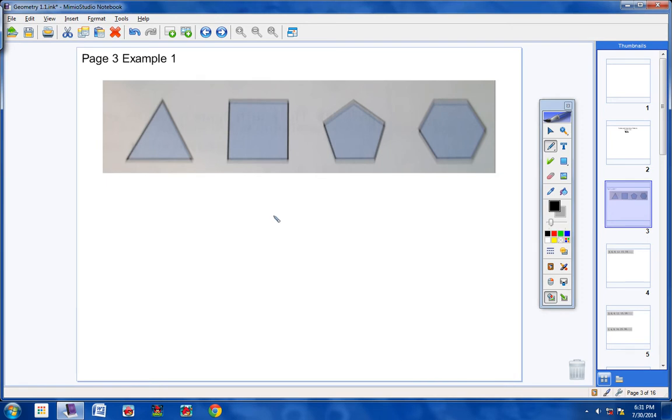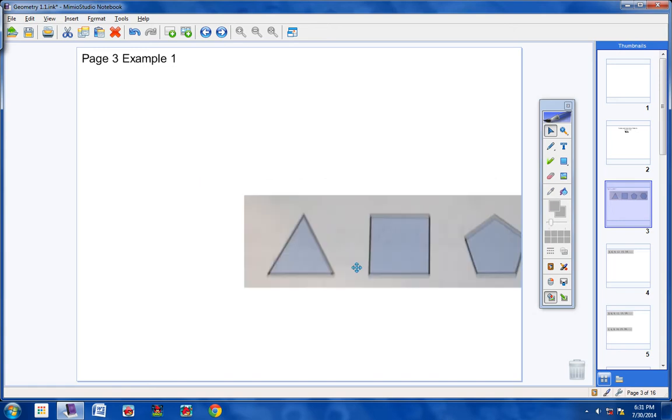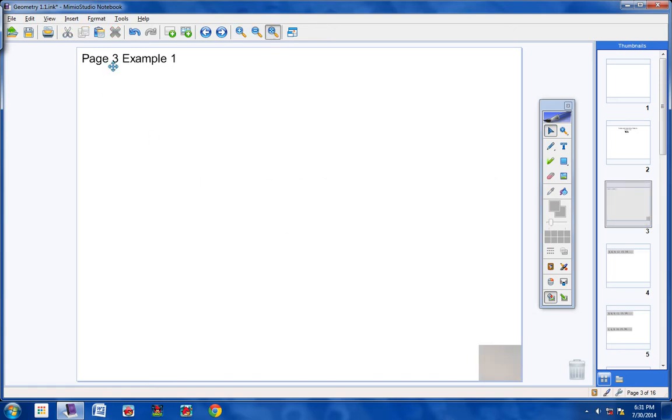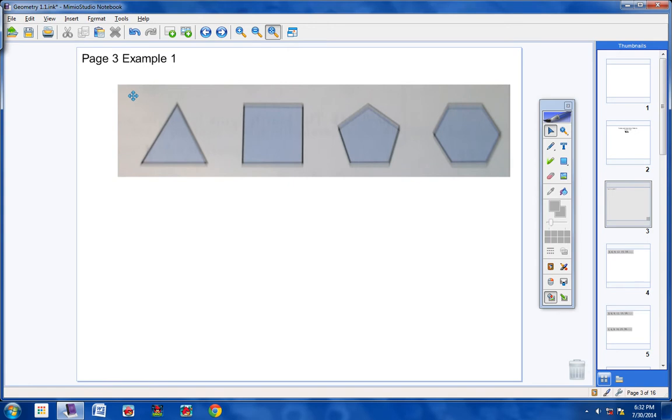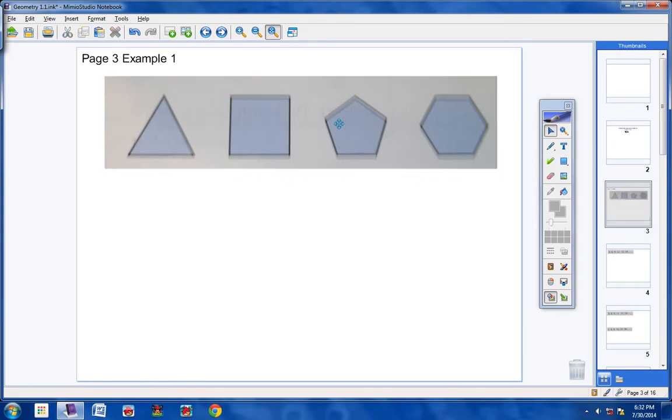Now, page 3, example 1, in fact, that's what I'd like you to write in your notes. Please don't draw these figures in your notes. In your notes, I would like you to write down page 3, example 1. That's all that I want you to put in your notes, okay? Again, I'm saving you time. I don't want you to have to draw these figures in your notes. That takes too much time. So, in your notes, please write down page 3, example 1.